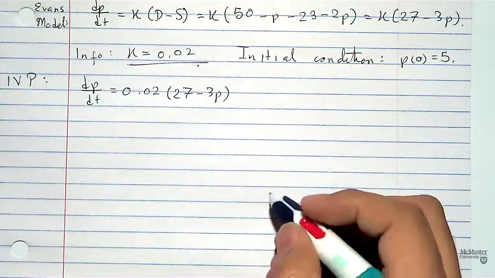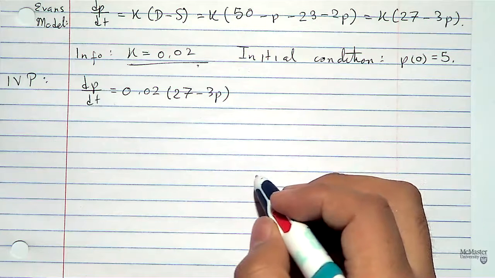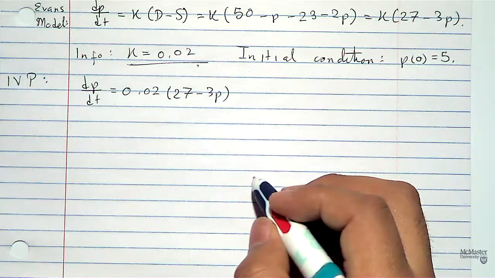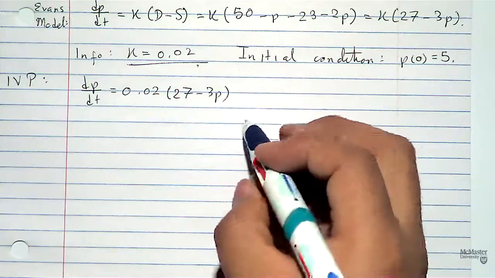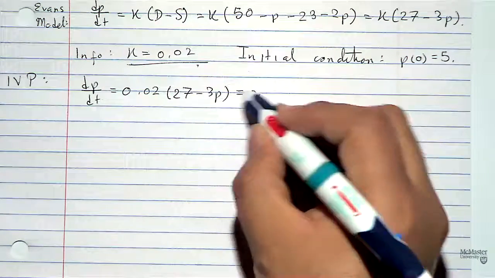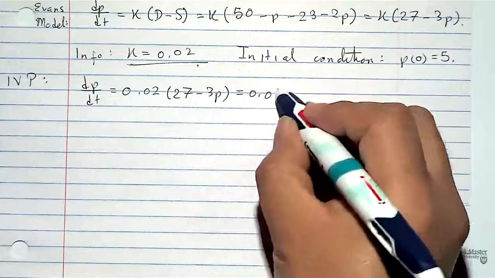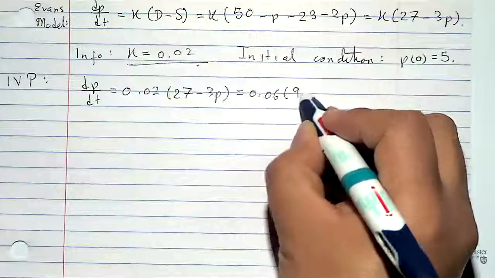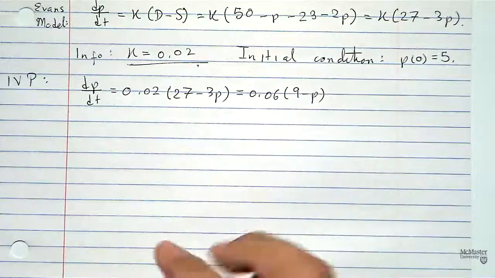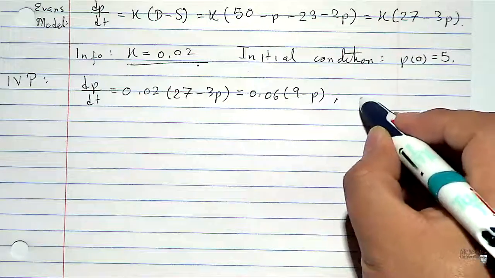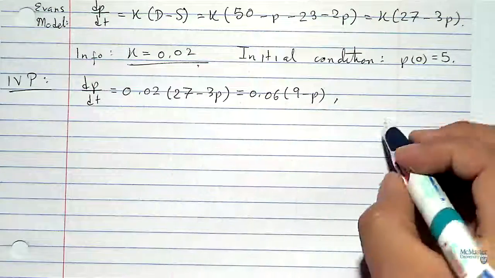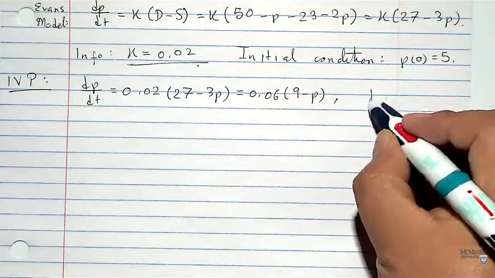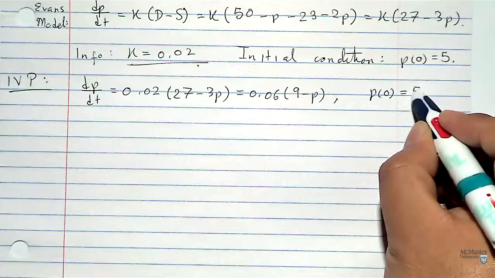And, well, yeah, I mean, I could do some simplification if you want. Perhaps factorize the 3 over here, it's okay. 9 minus p, so take out the 3 over here, multiply. And then for the initial value problem, in addition to the DFQ, you need the initial condition, which is p of 0 equal to 5.